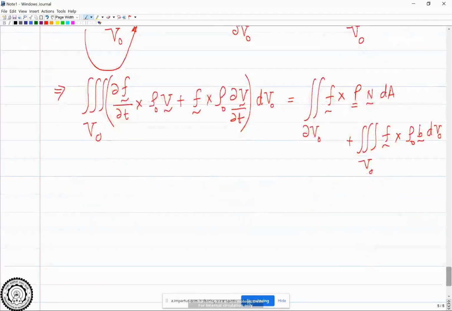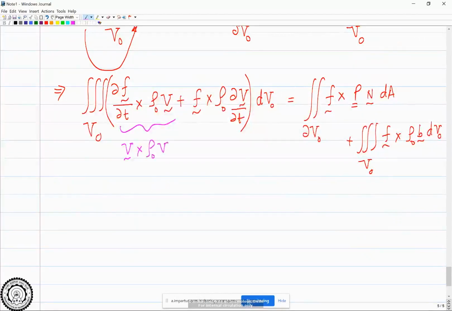Okay, so then you look at this first term here. Del f by del t is nothing but V itself, and you're crossing with rho naught V. Isn't it 0? Right? So this vanishes.